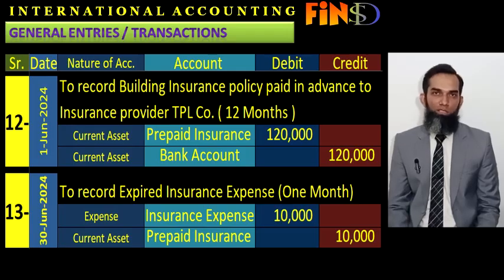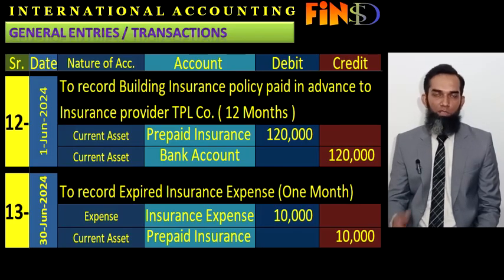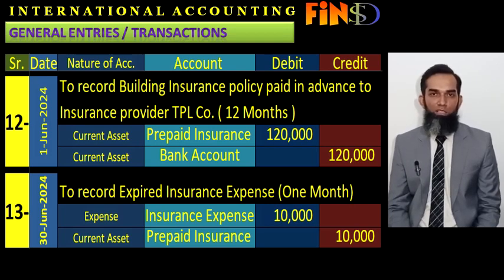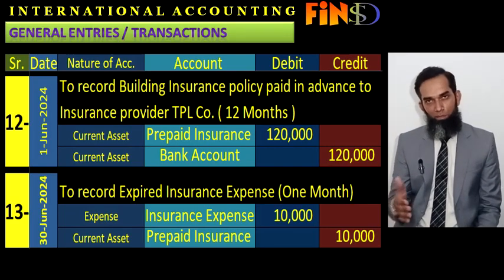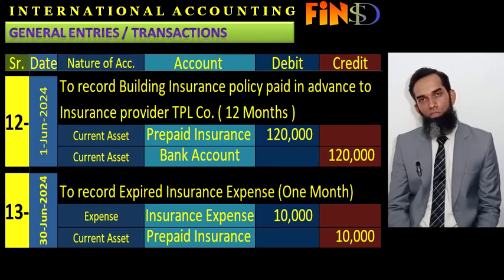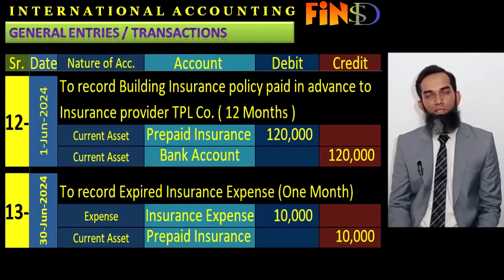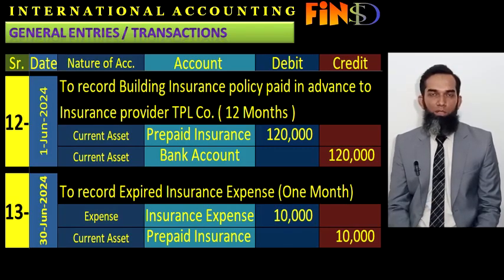A company acquires insurance from an insurance company so that it is covered for a certain period, which can be 12 months, 5 years, or 2 years. The policy tenure depends. In this scenario, the company is taking a 12-month insurance policy from TPL company, the insurance provider, and it is the rule of the policy to pay the whole year's insurance amount in advance.